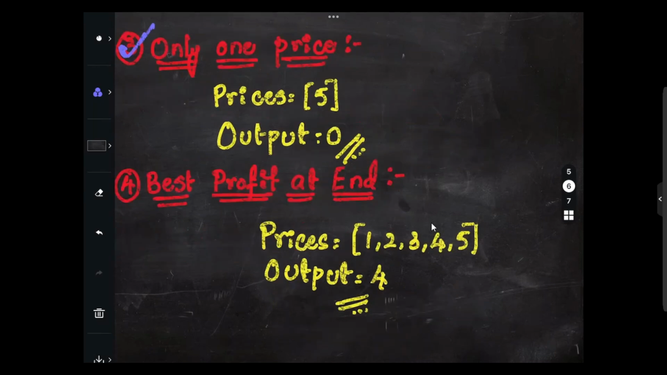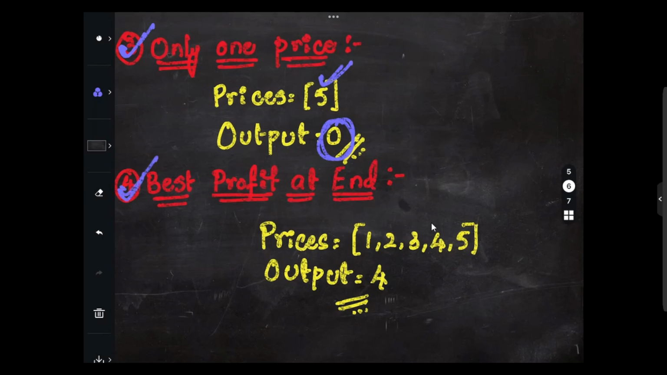So the third edge case here is only one price. We'll be considering only one price. Price here we have 5. We have to buy this one and we have to sell the stock on some day. At least we should have one more value for the next day to consider. We don't have any particular day at all. So we cannot buy and sell here at all, right? So that is the reason the output we need to return in this case is 0.